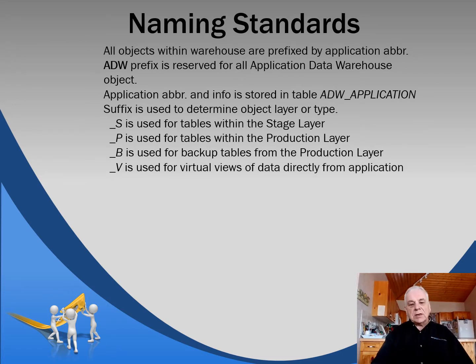The _v's were used for virtual views. That means we directly connected some data directly to the application so that we could show data as it is current. The other ones in production were usually a day back, so they were done with last night's data. Most people can get away with a day. They don't really care too much.